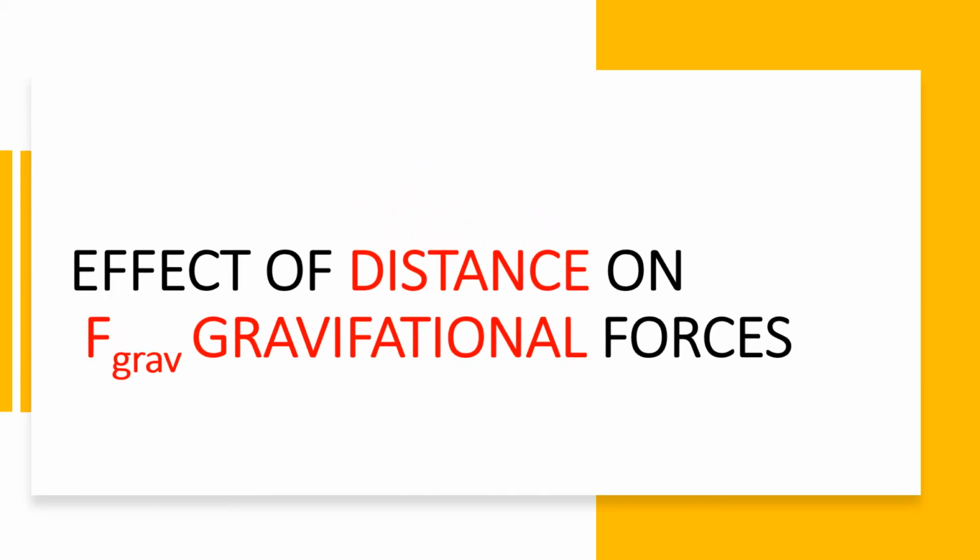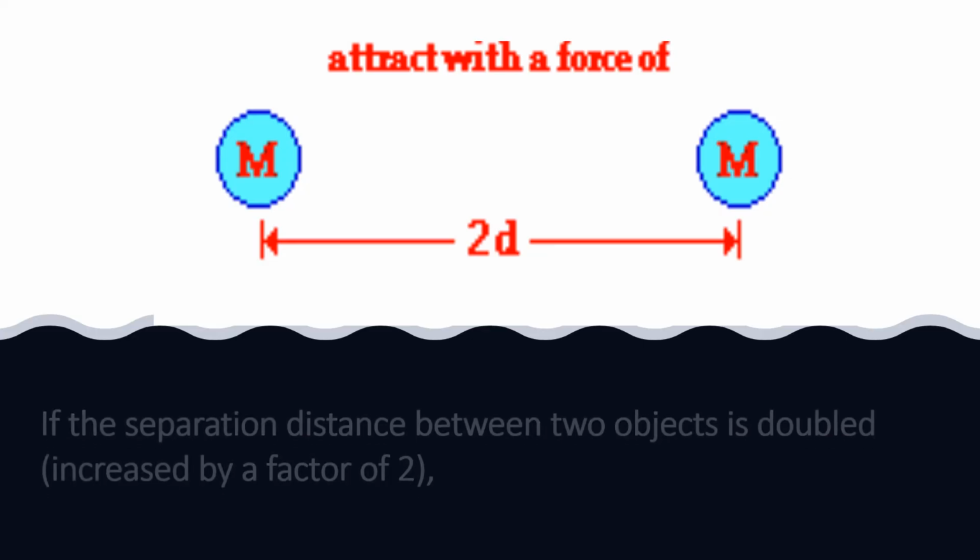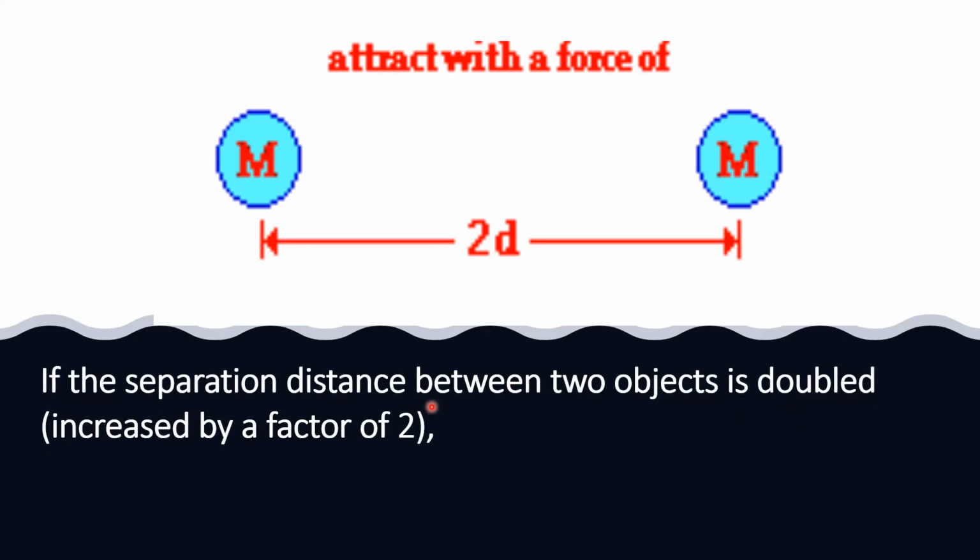Now, let us proceed with the effect of the distance on the gravitational force. As we said earlier in the equation, distance is inversely proportional to the gravitational force. Let us see if that is true. Okay, if the separation of distance between the two objects is doubled. As you can see in this example, I have here 2D to show that the separation of distance between these two objects is doubled. What will happen to the force of attraction between them, or the gravitational force?